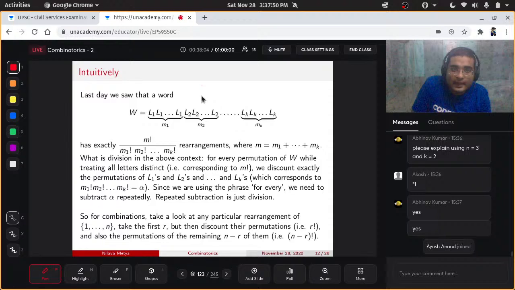So how many words are there? There are n balls and k sticks. So you put it here, it is (n plus k) factorial divided by k factorial n factorial.